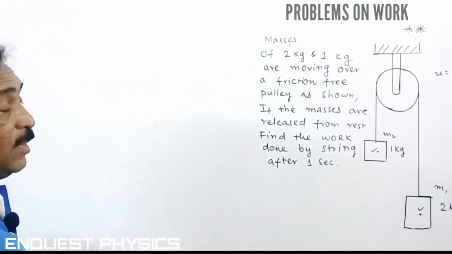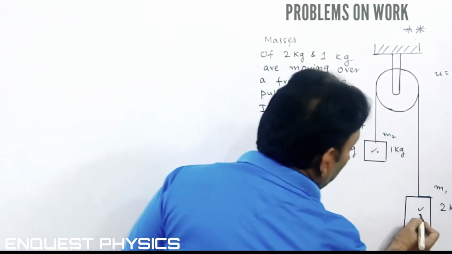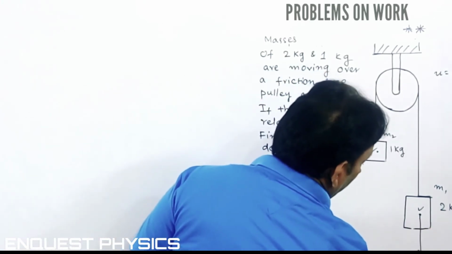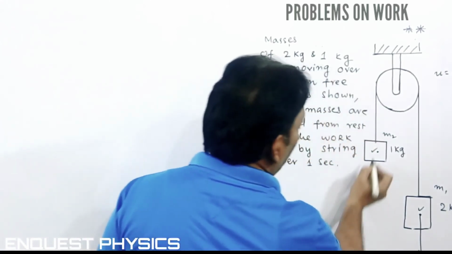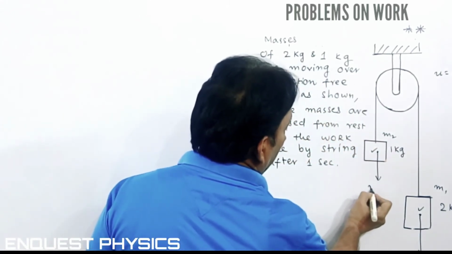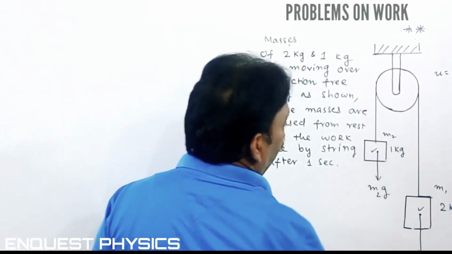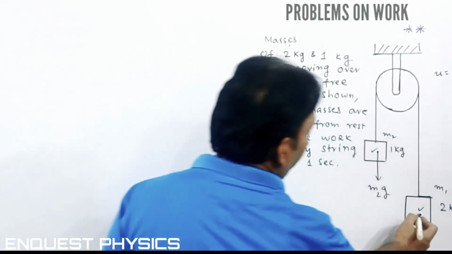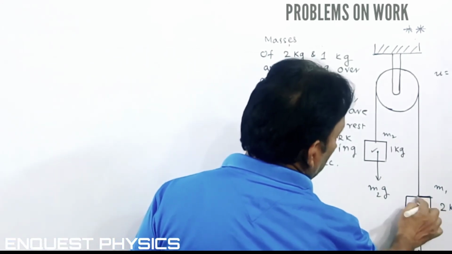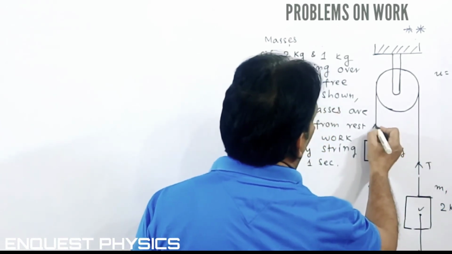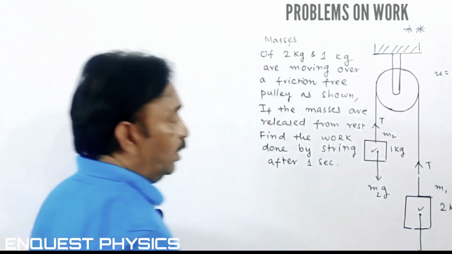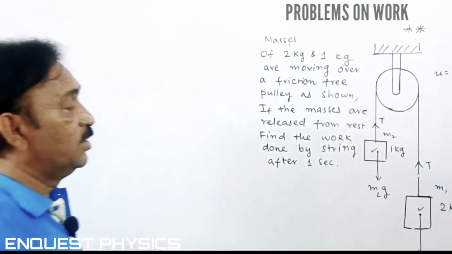Here the weight of this one acts vertically downwards, say it is M1 g, and the weight of the other, say it is M2 g. Immediately the tension will develop. Here is the point of contact, the direction of the tension, and here also is the direction of the tension, students.